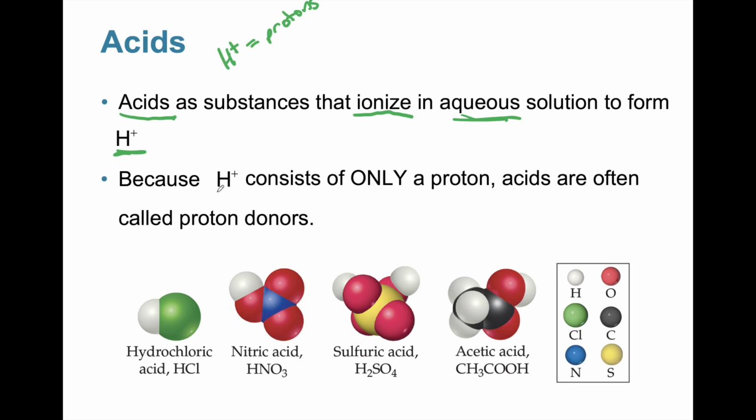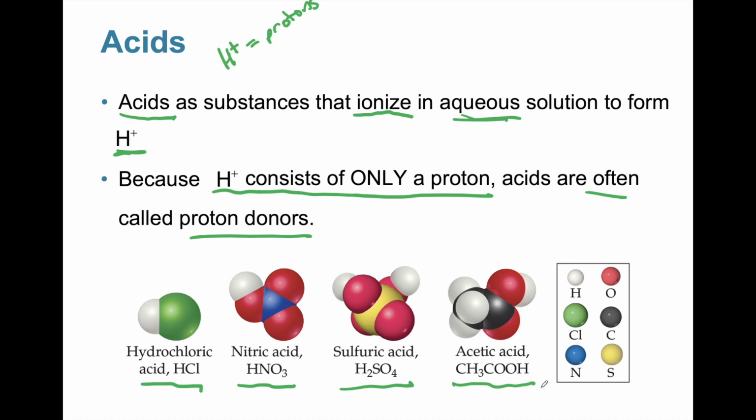And so because H plus consists of only a proton, acids are often called proton donors, right? So when an acid is introduced into water, it will donate protons. So here's some examples of some acids. We have hydrochloric acid, really strong acid that's in your stomach. Nitric acid, also very strong acid. Sulfuric acid, another very strong acid. And then a weak acid here, which is acetic acid, the same thing as vinegar.